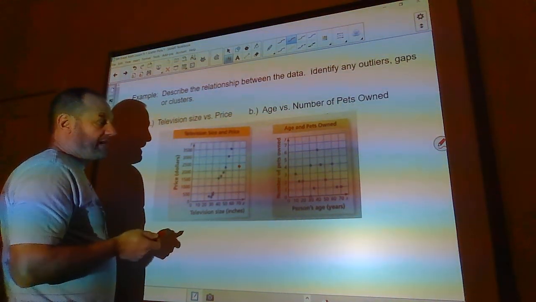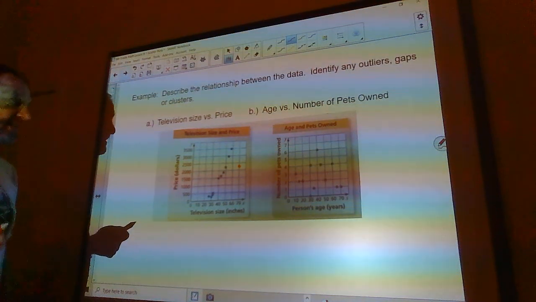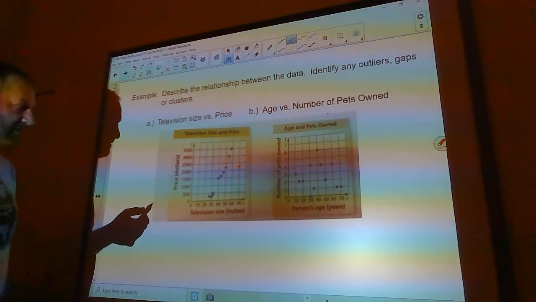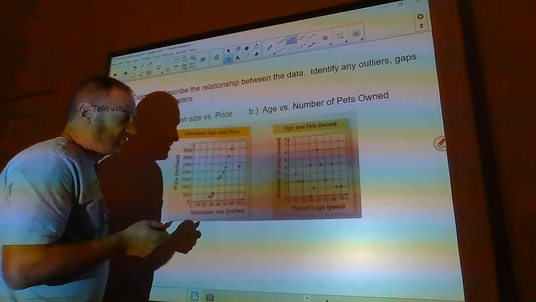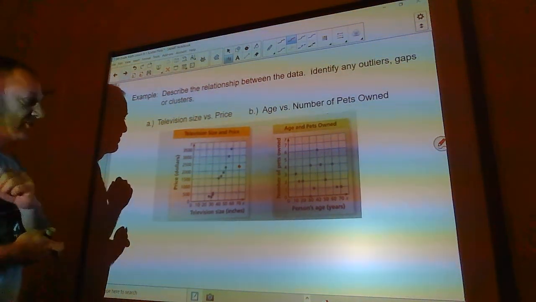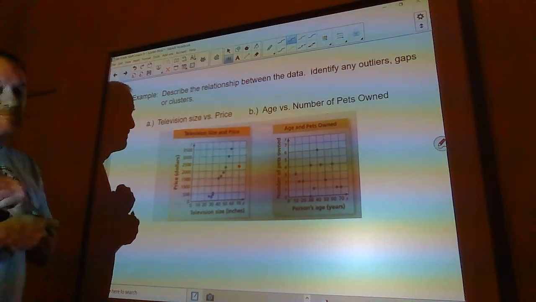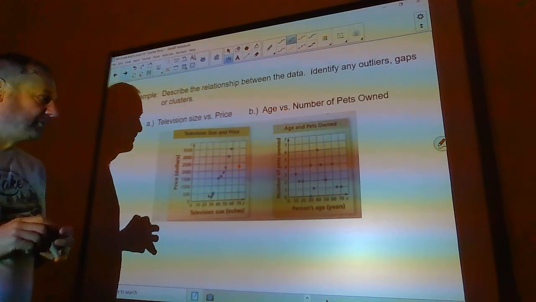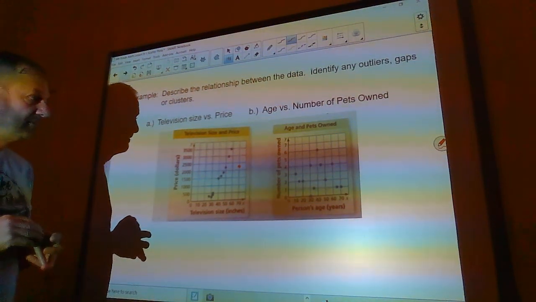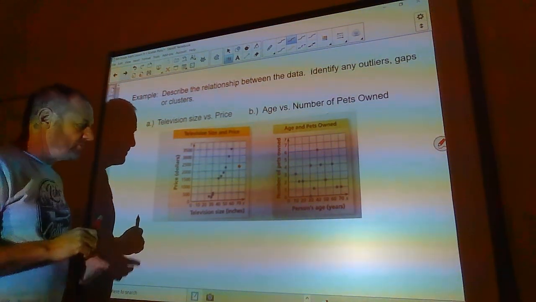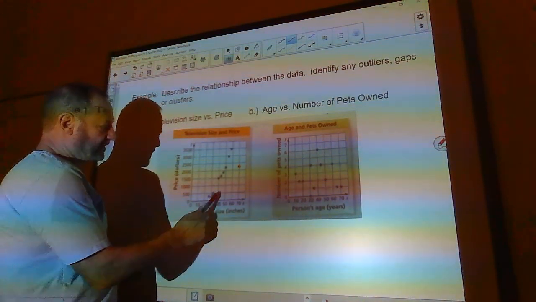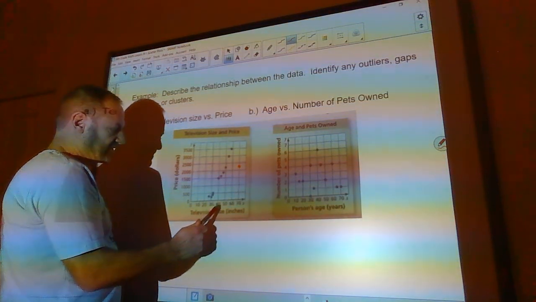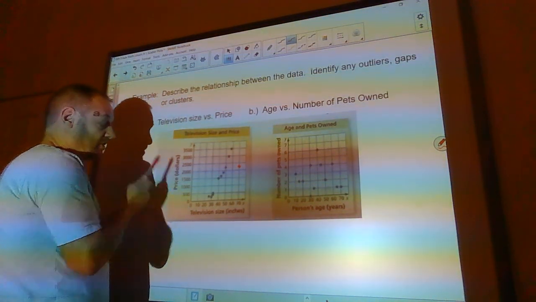This would be what you would call an outlier because it doesn't fit the rest of the data. There might be some strange reason for that. Maybe this is a TV set size that nobody wants, and so they're just trying to get rid of it. You don't know. Maybe it was a return and it's being sold again. Hard to say. But it's pretty obvious if you look at the vast majority of the data, as the size of the TV gets bigger, the cost goes up.